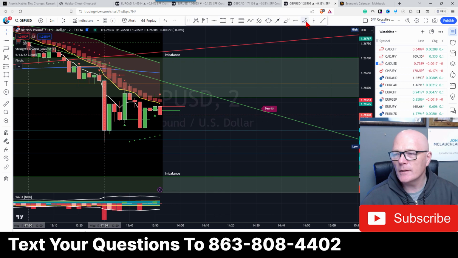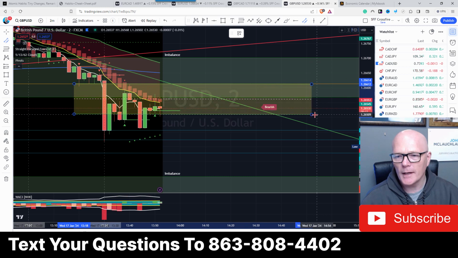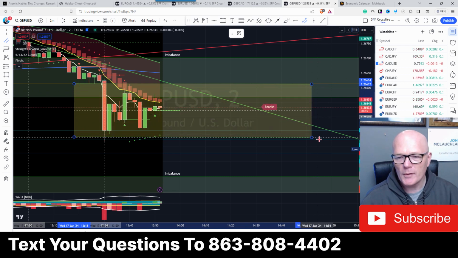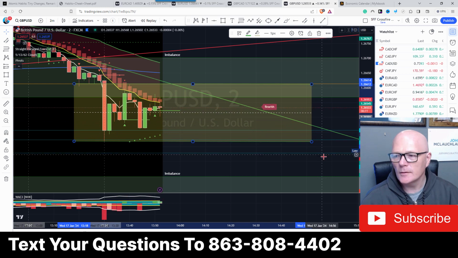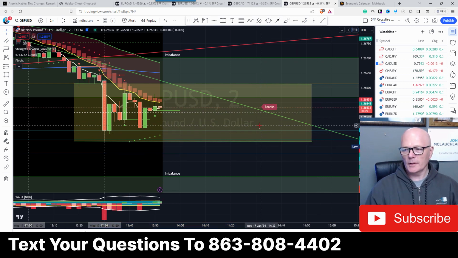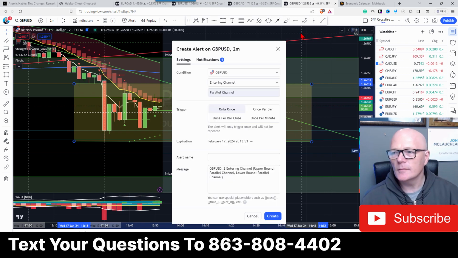We go to this little indicator here, the parallel channel. Click on that, then go to just above, probably around the pivot line will be good. Get that as straight as you can. Click that, drag it down, probably to this area of interest here, about there. Then we're going to click on that and put an alert on it.